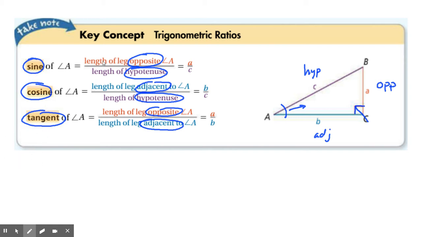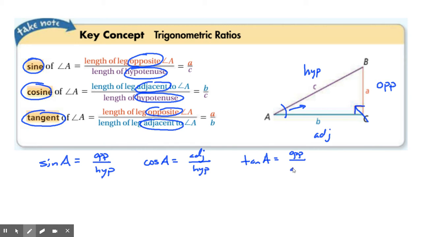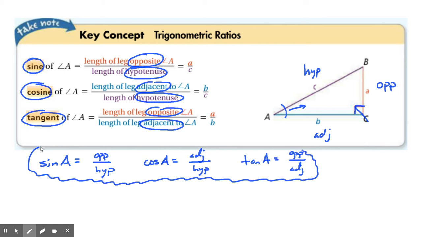So if I was going to write the first equation in shorthand, it would be sine of A equals opposite over hypotenuse. Cosine of A would equal adjacent over hypotenuse. And the tangent of A equals the opposite over the adjacent. So you should try to remember these. Now, a way to try to remember those is this mnemonic, SOH CAH TOA.